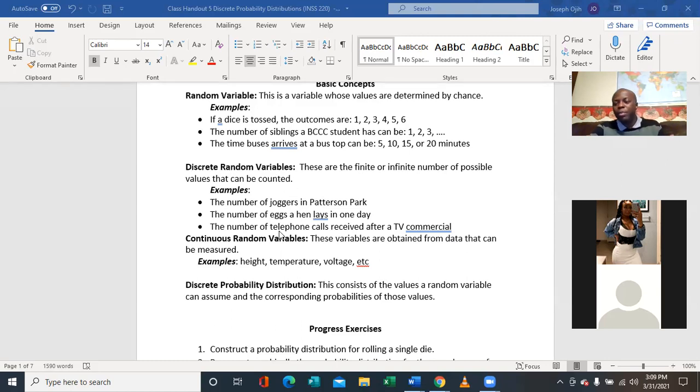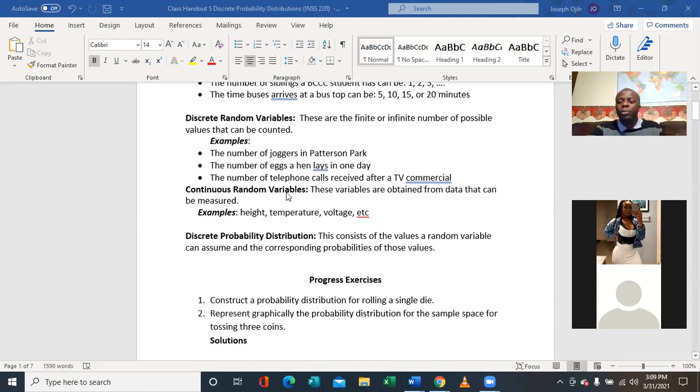One more example: the number of telephone calls you receive after a TV commercial or any kind of advertisement. One call, two calls, three calls, 20 calls. You cannot say 1.5 calls or 20.5 calls. Those variables, by their nature, you can count, so we call them discrete random variables. But continuous random variables you cannot count, you can only measure them. Things like height, weight, temperature, you only measure them. This week we are working on discrete probability distributions. Next week we start with continuous probability distributions.